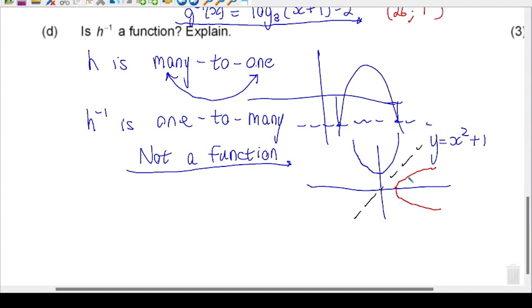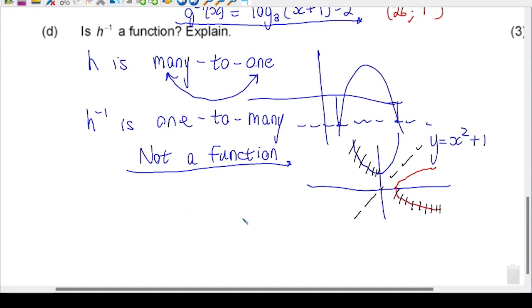What we could do is restrict the domain of the original function. So in other words, with y equals x squared plus 1, we could just take half the parabola. We could say, let's not let x be negative. Let's just take x bigger than or equal to 0. And if we did that, then we would only get half of the inverse out like that. And in fact, we now would have a situation where the inverse is a function.